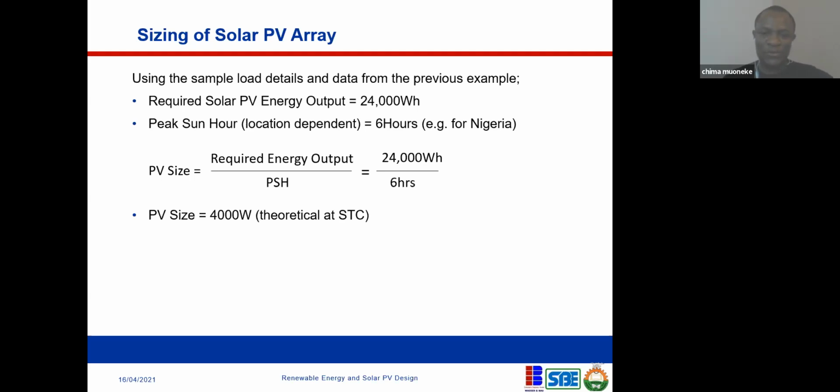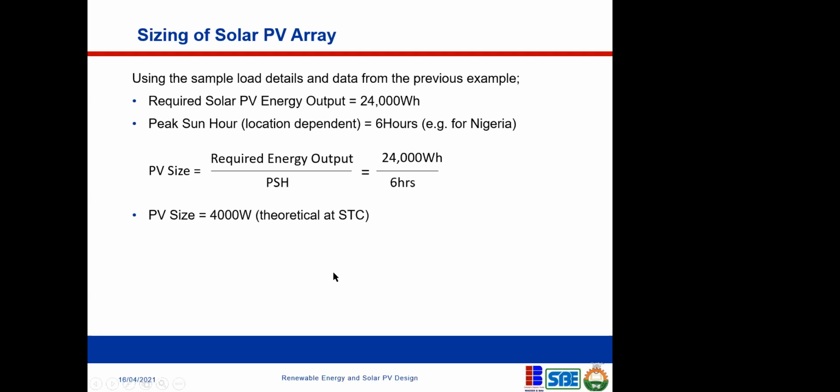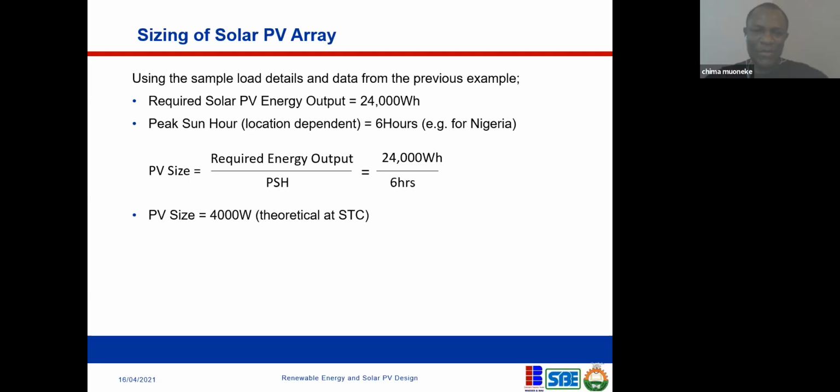Okay, so how do we now? Jackson, you have a question? Yes, sir. Please go ahead. The PV size we achieved, these are 4,000 watts. Have you considered the battery charging? Is battery charging factored into this as well? So remember that the battery that we need to charge up to 24,000 watt hour, that's what we are sizing the PV for.